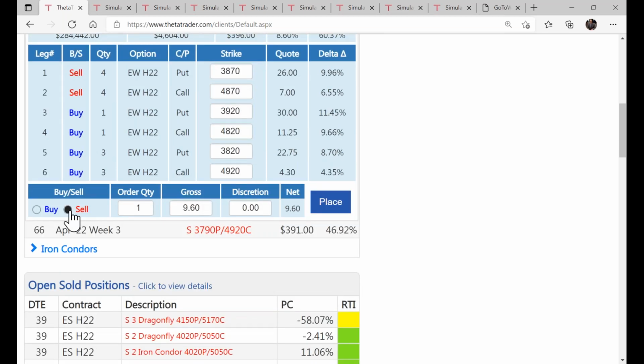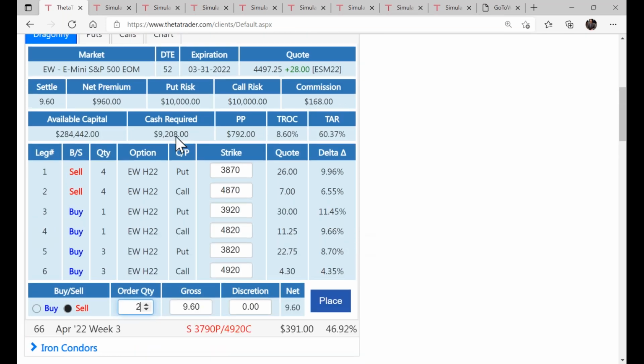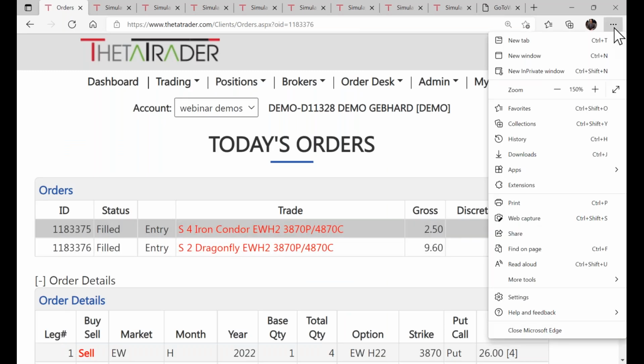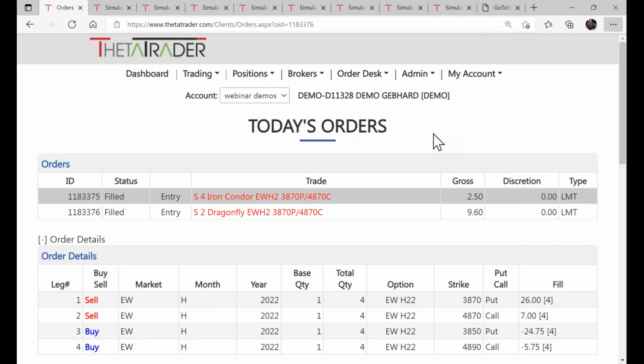And we'll go ahead, it's already pre-populated to a sell. Maybe we'll do 2 of these. You'll see the cash required is $9,200. And we'll go ahead and place that order. And there we go, shows up as being sold right below the one we just did 2 minutes ago. Let me squeeze that down, there you go.